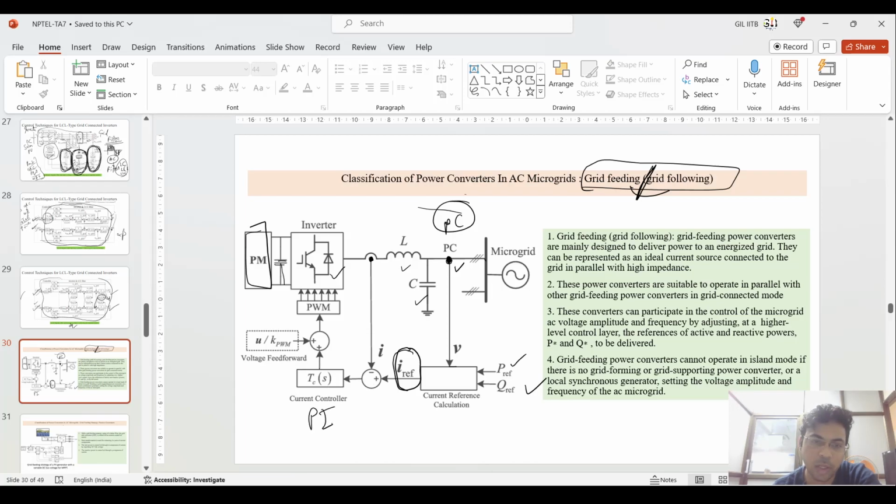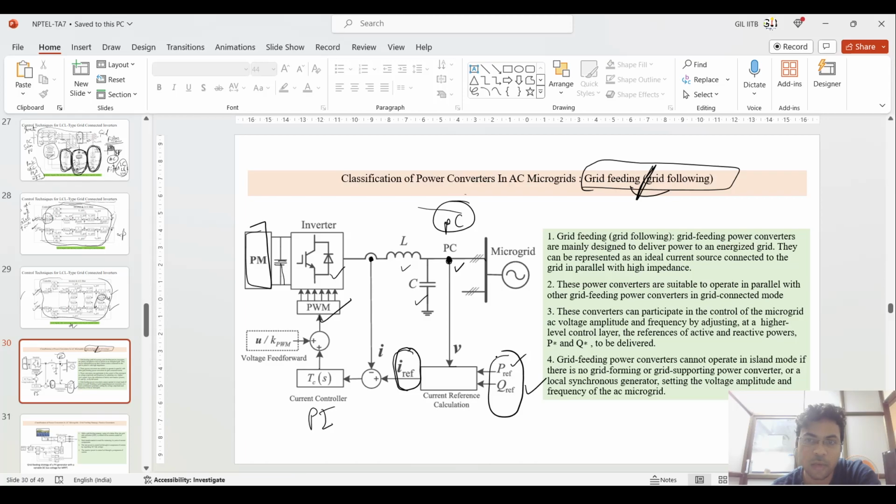Suppose I am feeding to this PI controller. Based upon that I am generating this PWM signal. What is happening here is that the P reference and Q reference you have to generate, because from where is it coming? It is coming from the grid. Because why? Because you have to feed to the grid.